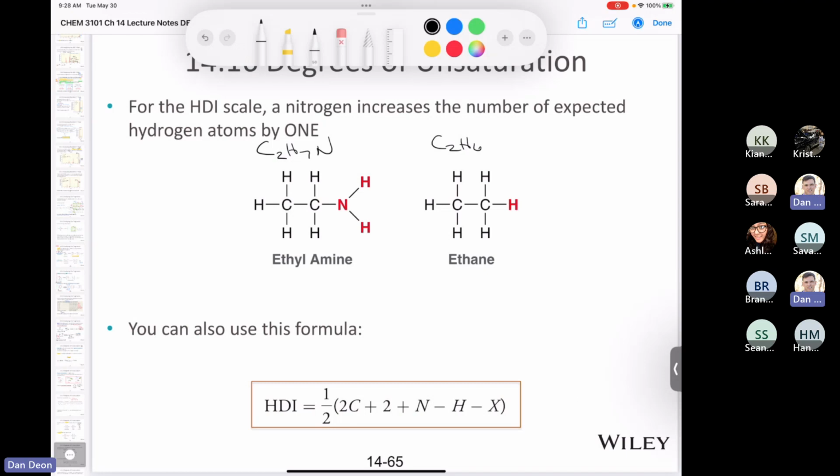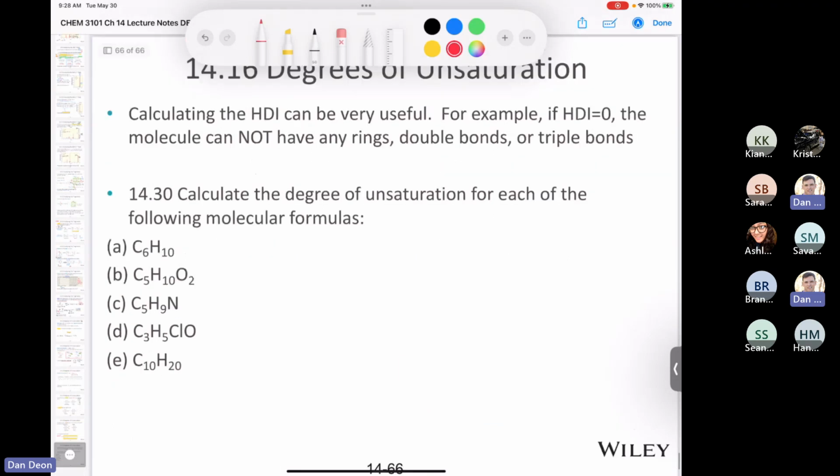And I'll just level with you right now that what my students usually use is this formula. The formula for the HDI or U is this here: 1/2 times 2 times the number of carbons plus 2 plus the number of nitrogens, subtract the number of hydrogens, subtract the number of halogens, and that gives you the answer just like that. I'll be honest with you, you've got to memorize this formula. I'm not going to give you this formula, so memorize it. You've got to know the formula. So with that in mind, let's try a practice problem, calculating HDI.